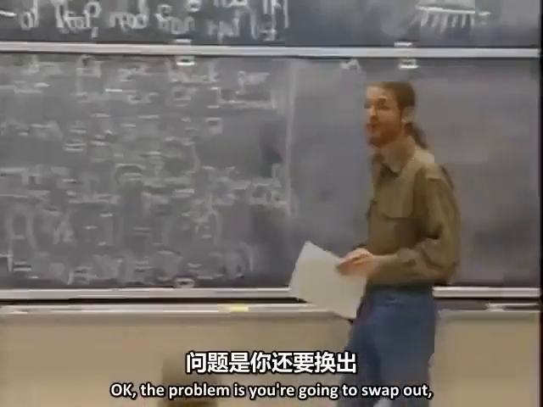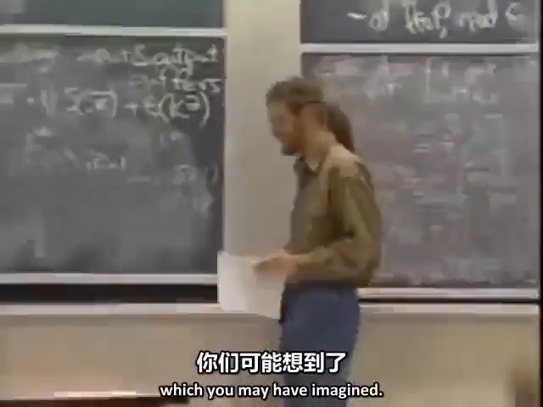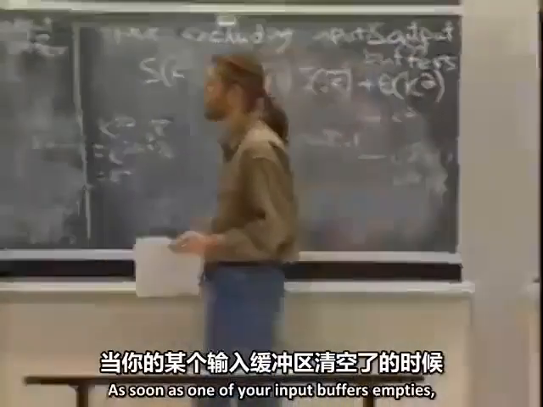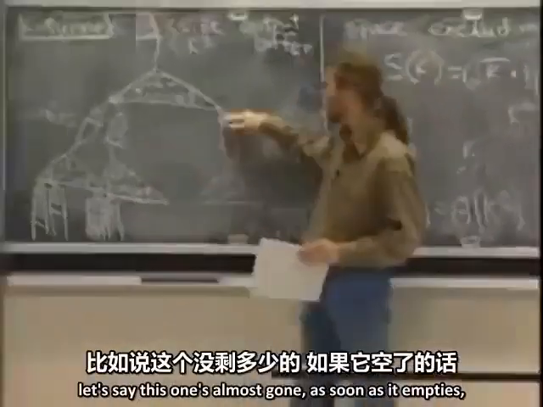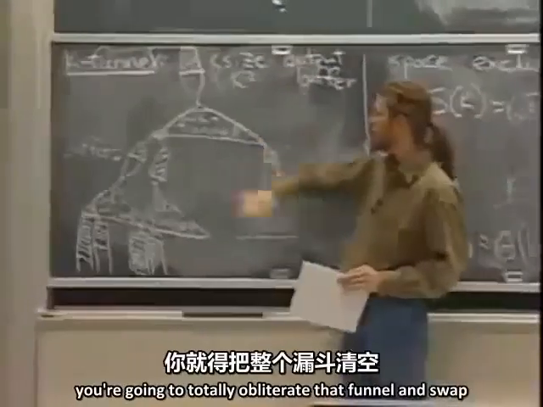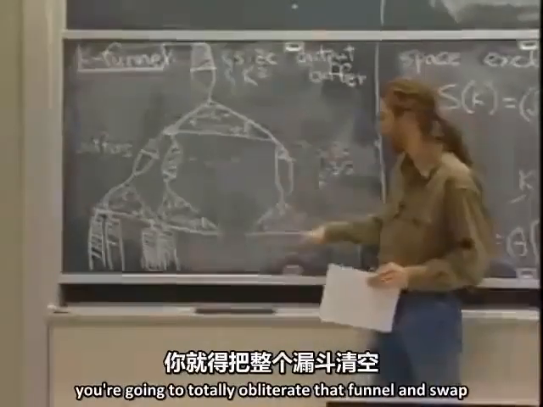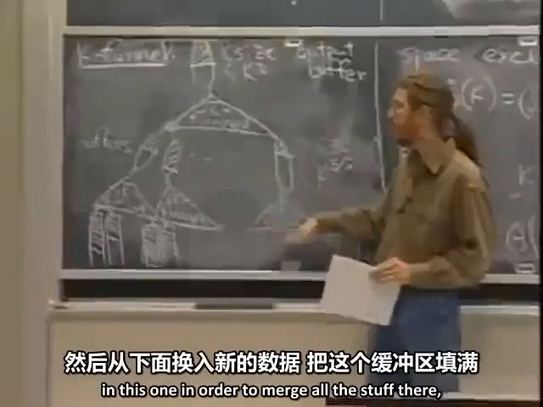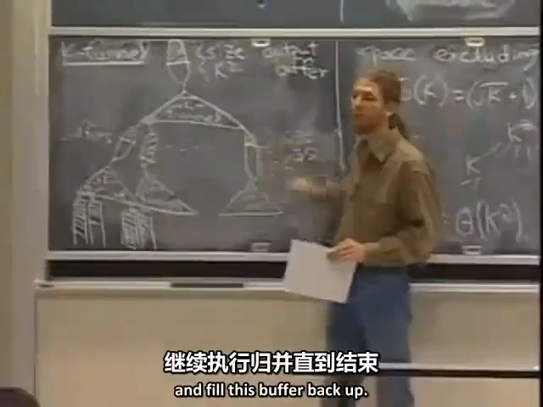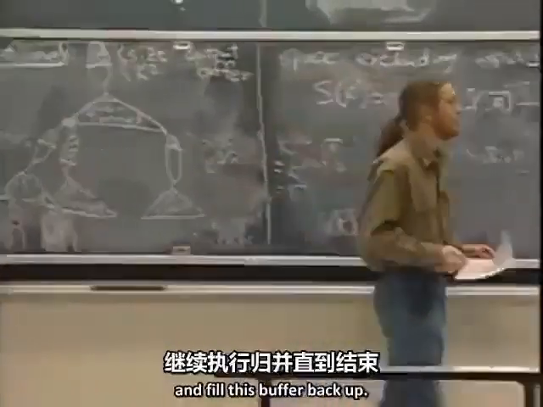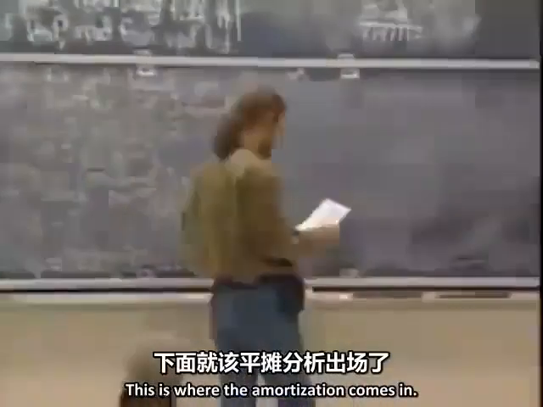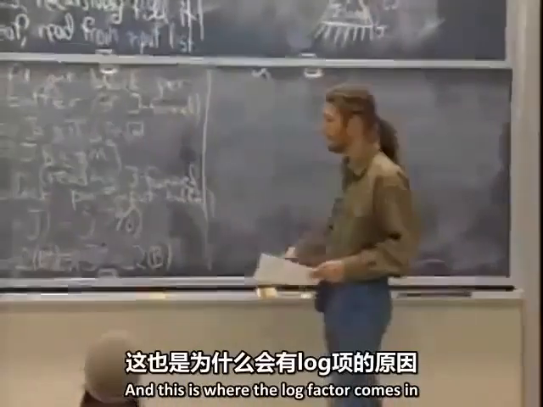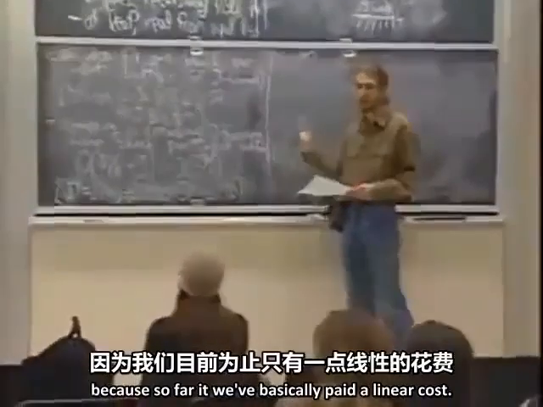The problem is you're going to swap out, as you may have imagined. As soon as one of your input buffers empties, let's say this one's almost gone, as soon as it empties, you're going to totally obliterate that funnel and swap in this one in order to merge all the stuff there and fill this buffer back up. This is where the amortization comes in. And also, this is where the log factor comes in, because so far we've basically paid a linear cost.